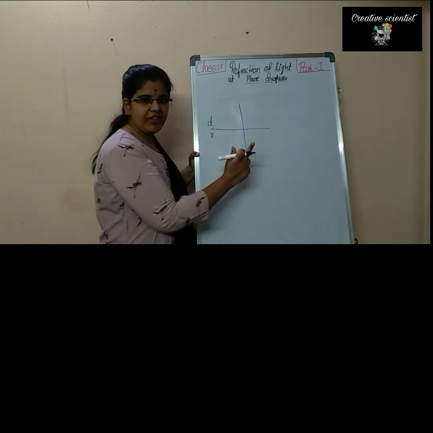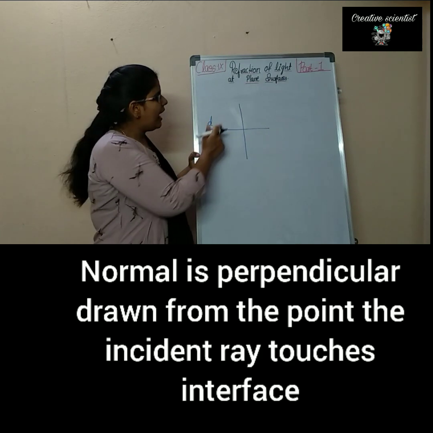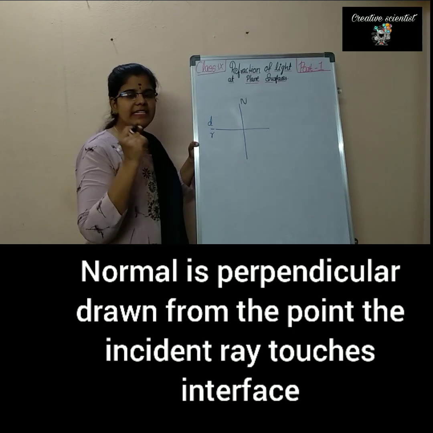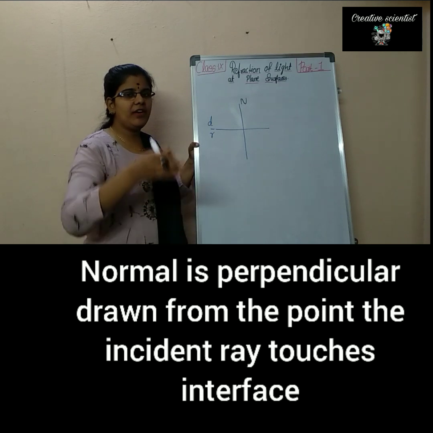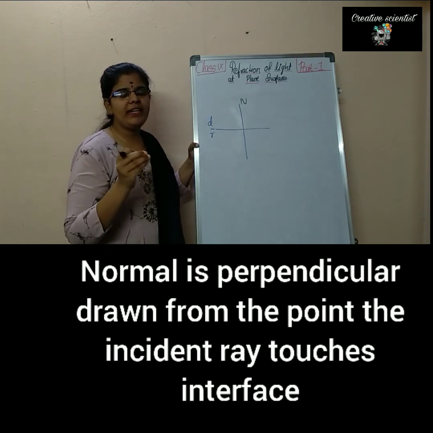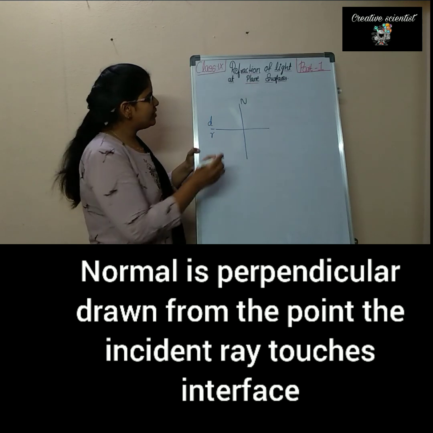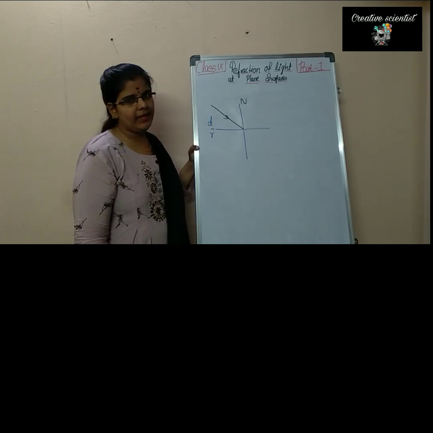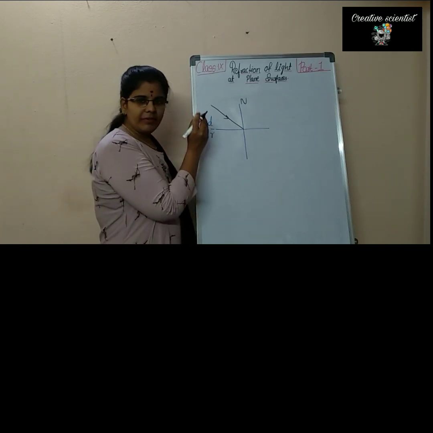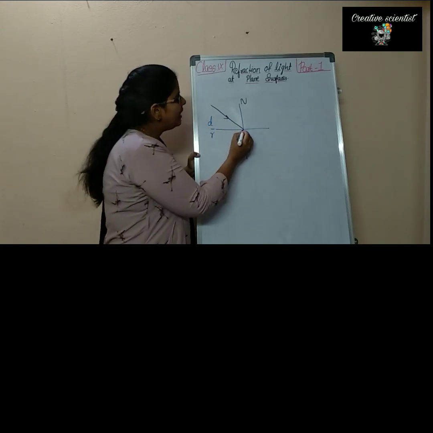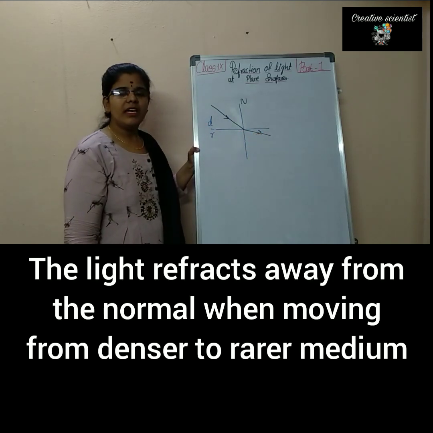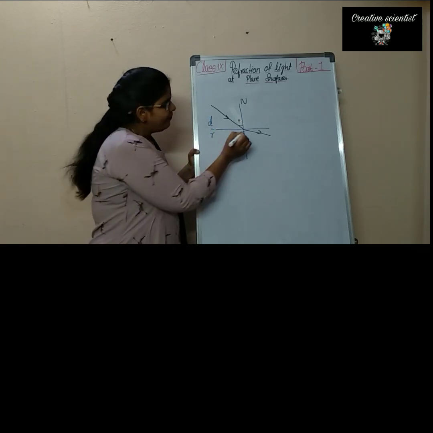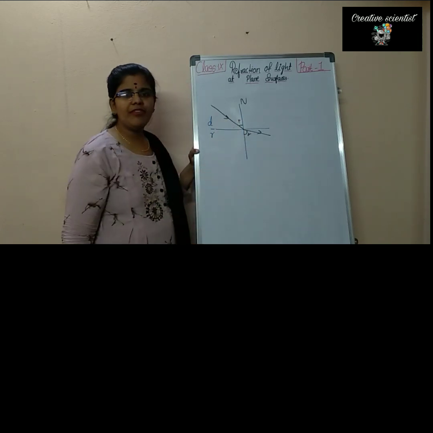This is the interface of the two mediums, denser and rarer, and we have taken a normal here. So what is a normal? At the point where the incident ray touches the interface, if you draw a perpendicular through it, that line we say is the normal. Think that this is the incident ray from the denser medium. Whenever the light is moving from the denser to the rarer medium, it will be moving away from the normal. This is the angle of incidence, and this angle you can take as the angle of refraction.